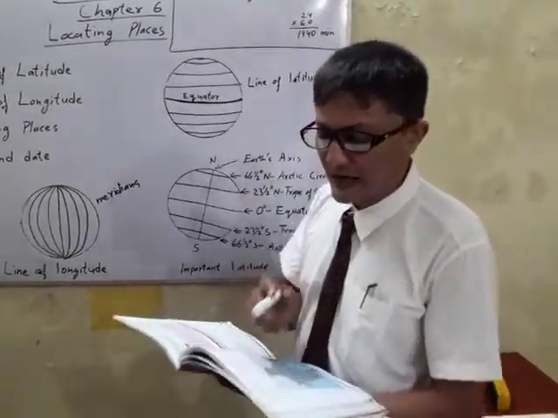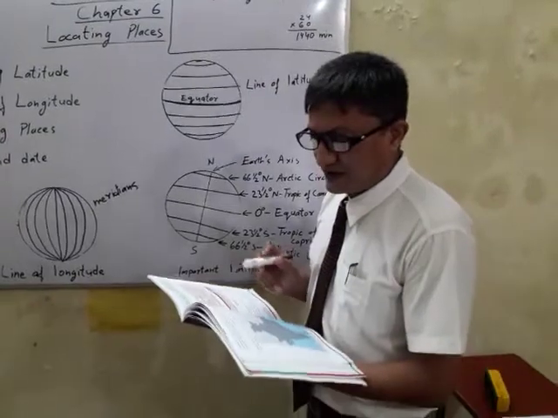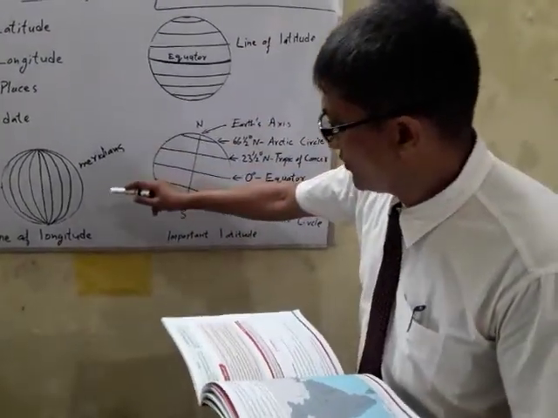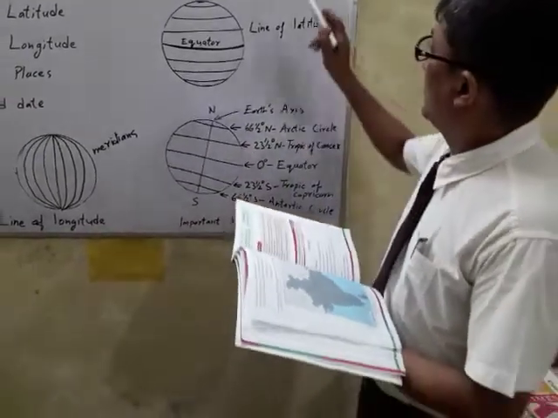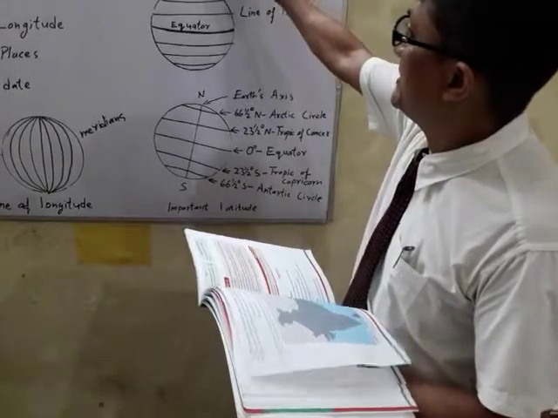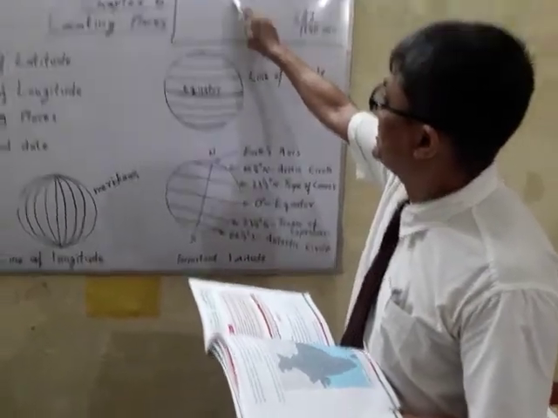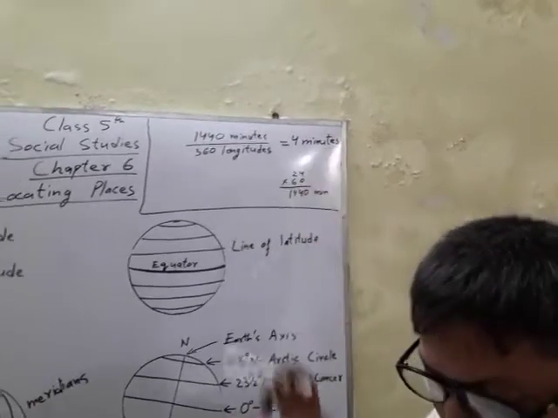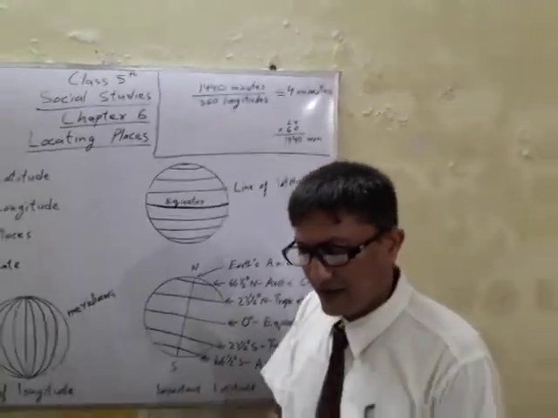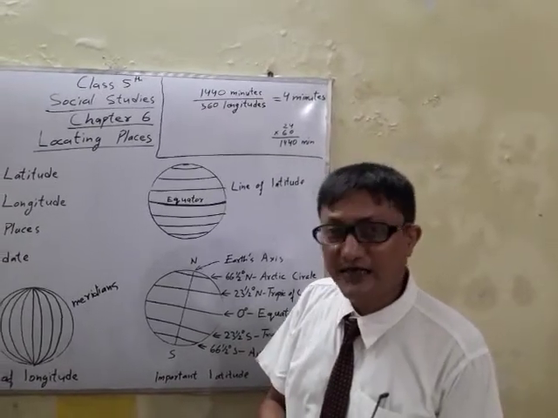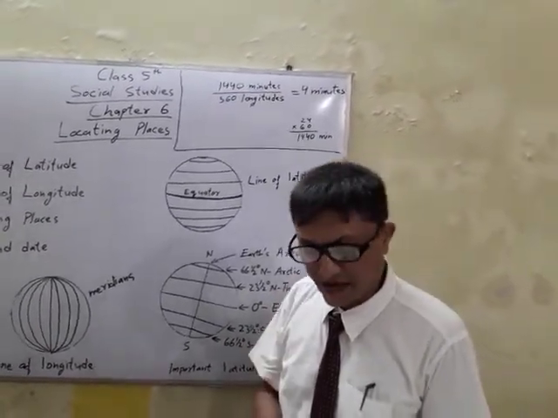How can we calculate the time distance between the longitudes? 1440 minutes divided by 360 longitudes, we get 4 minutes. It means the time difference between two consecutive meridians is 4 minutes.